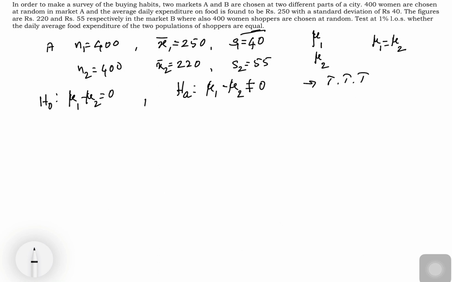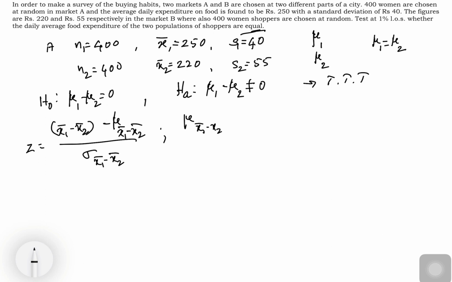So let us, the statistic Z is given by x1 bar minus x2 bar minus mu of x1 bar minus x2 bar, over sigma of x1 bar minus x2 bar. And your mu of x1 bar minus x2 bar is given by mu1 minus mu2, which in this case is equal to 0.